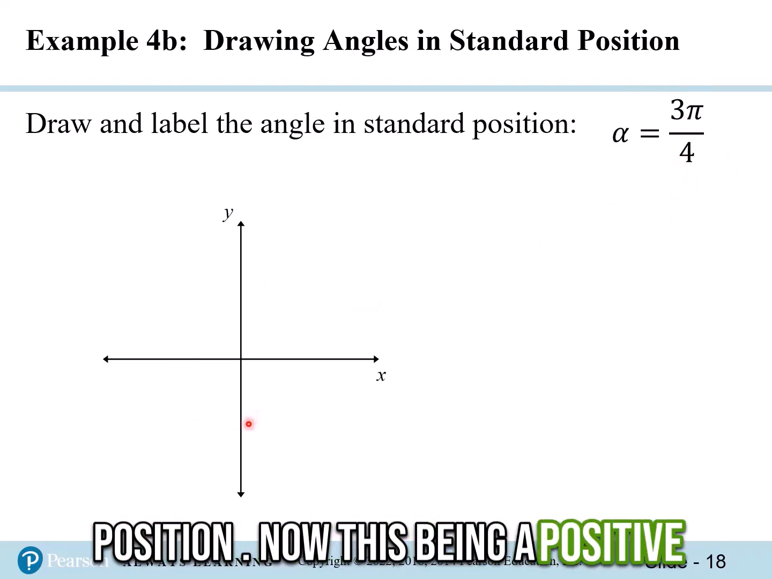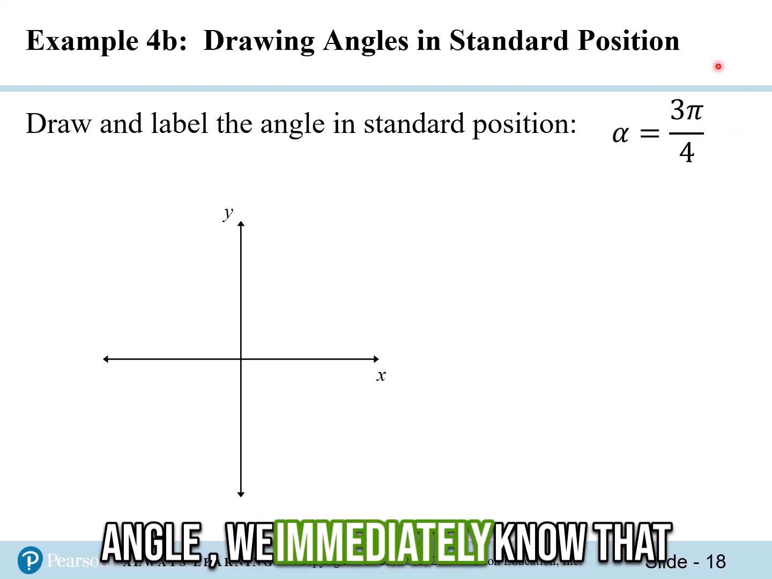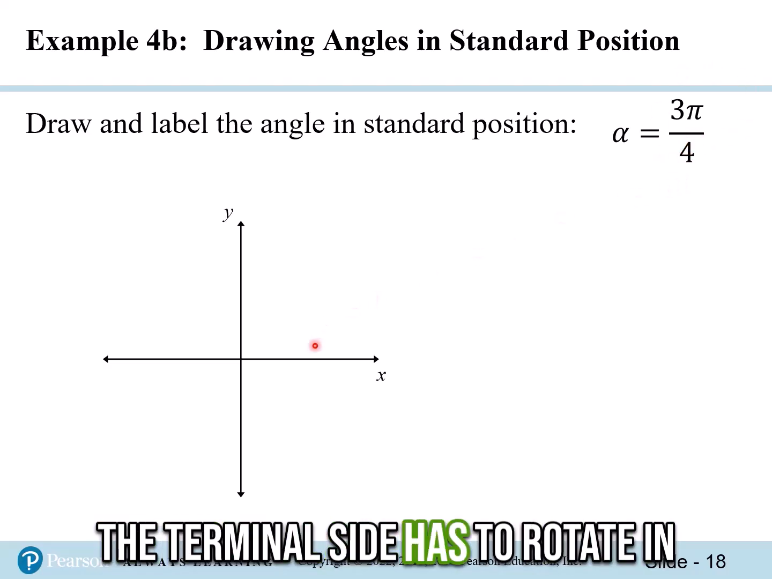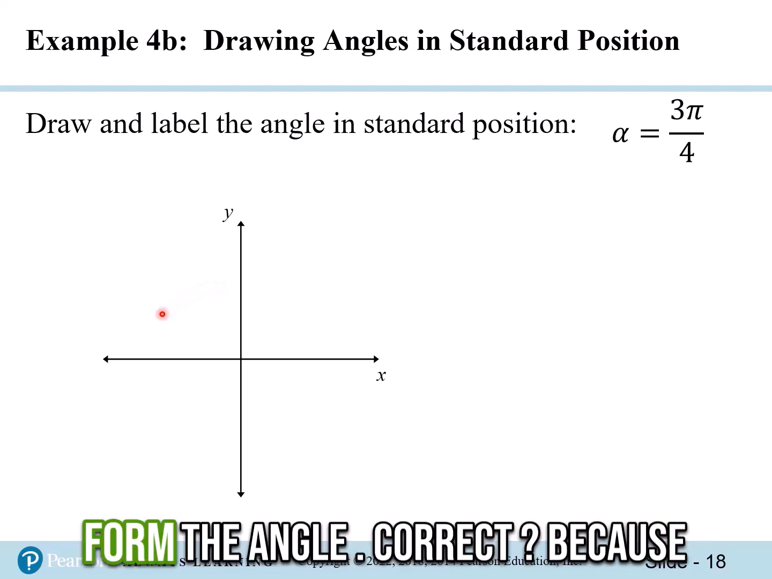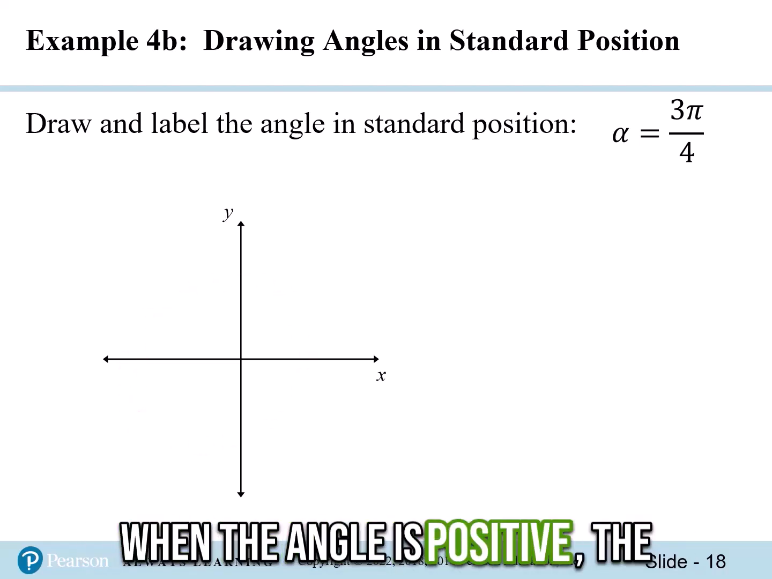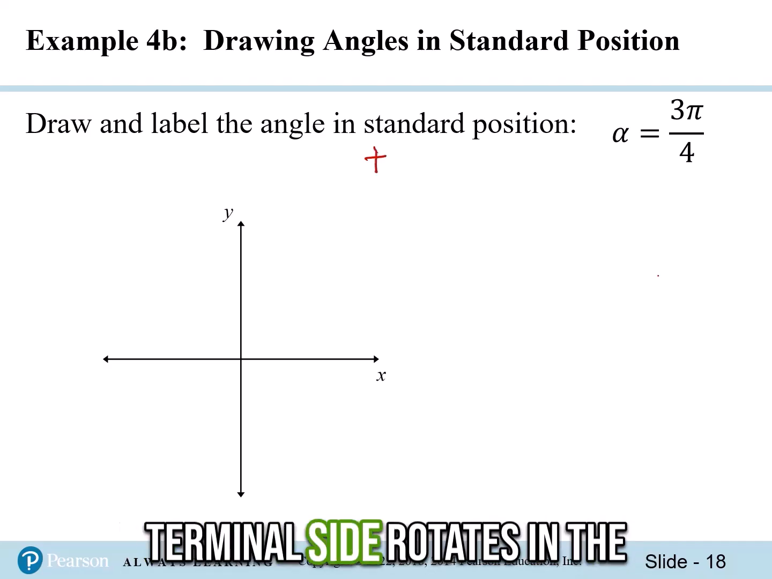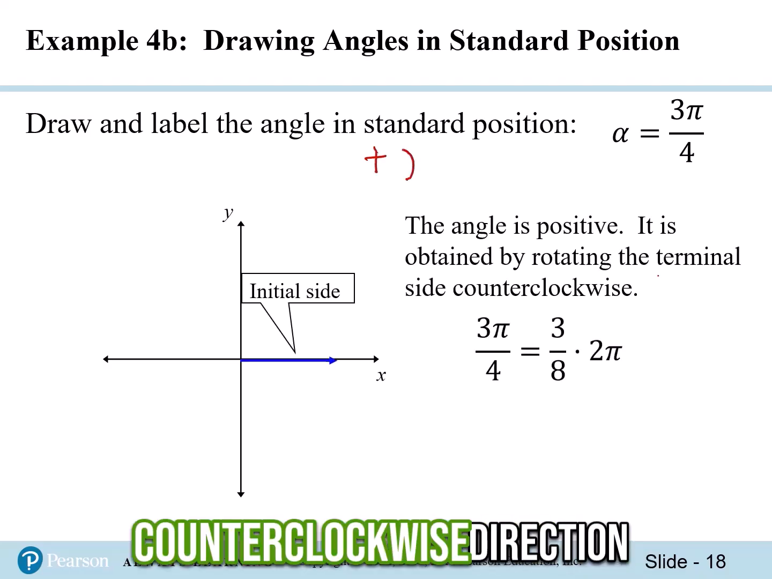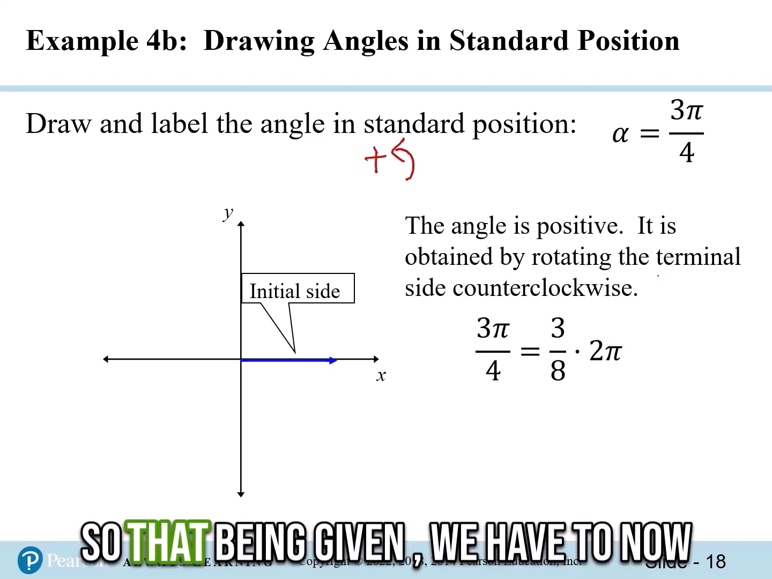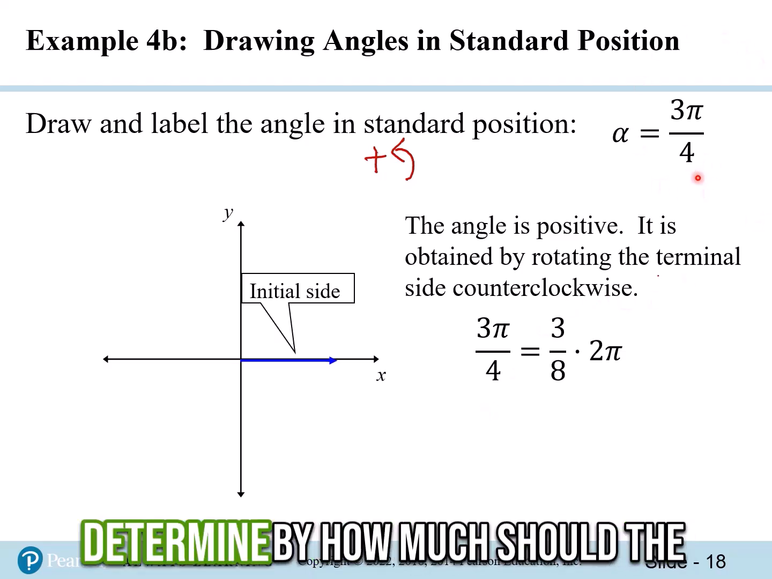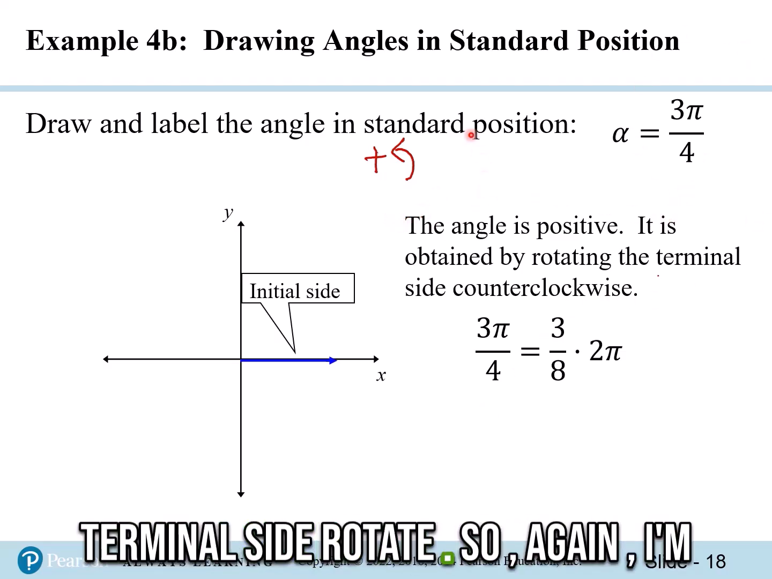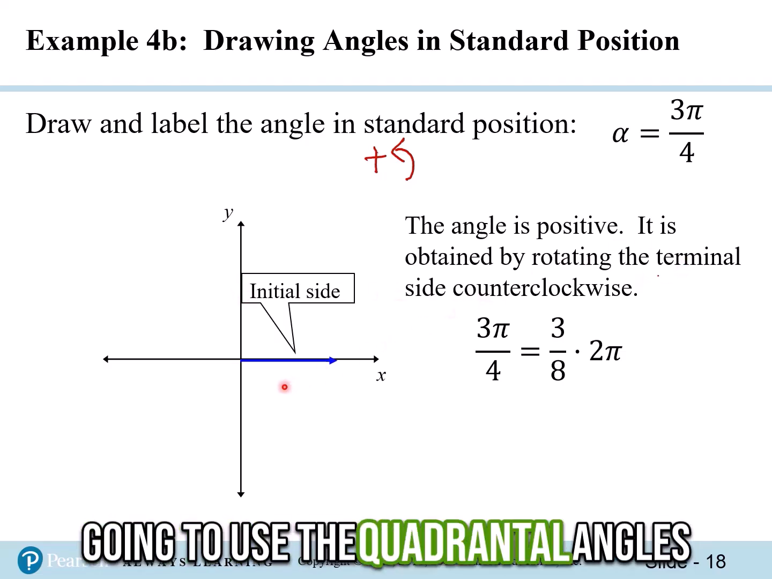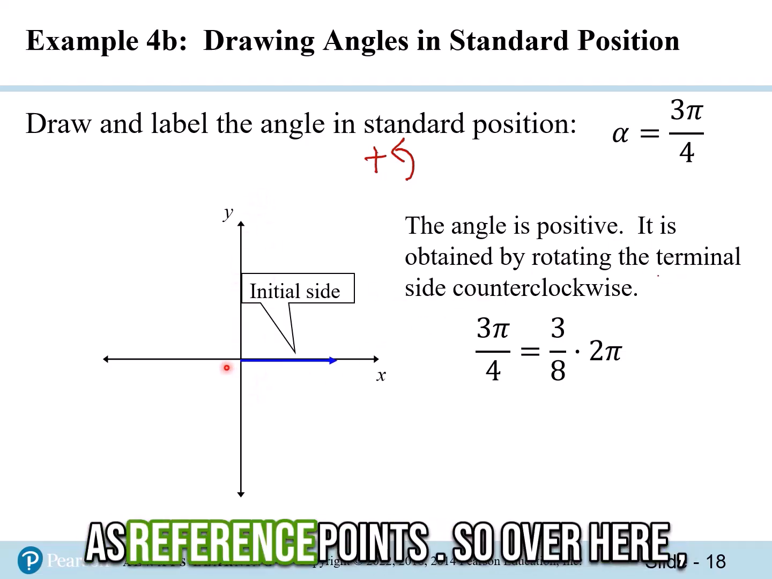Now, this being a positive angle, we immediately know that the terminal side has to rotate in the counterclockwise direction to form the angle, correct? Because when the angle is positive, the terminal side rotates in the counterclockwise direction. So that being given, we have to now determine by how much the terminal side should rotate. Again, I'm going to use the quadrantal angles as reference points.